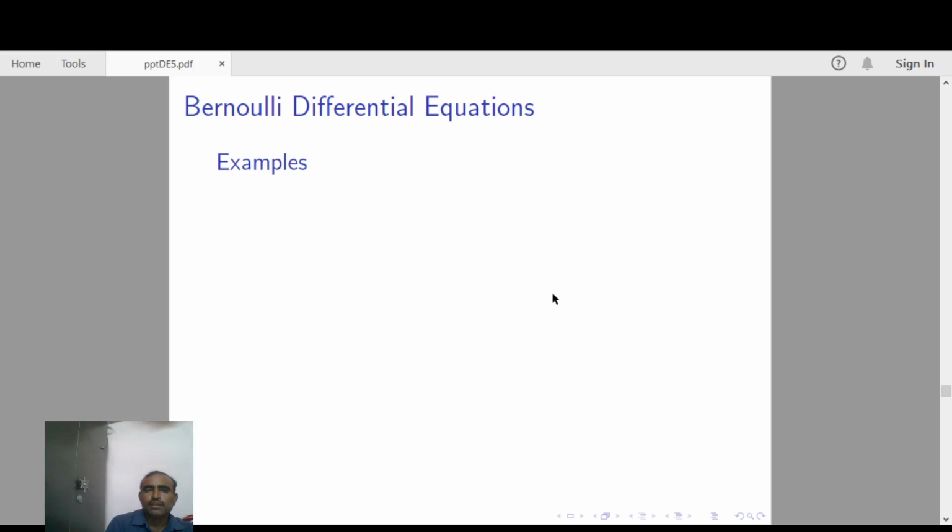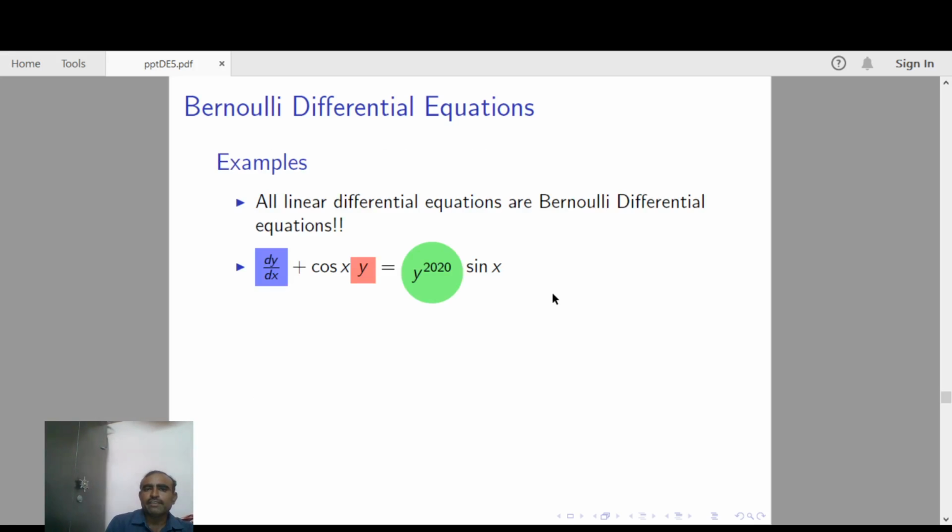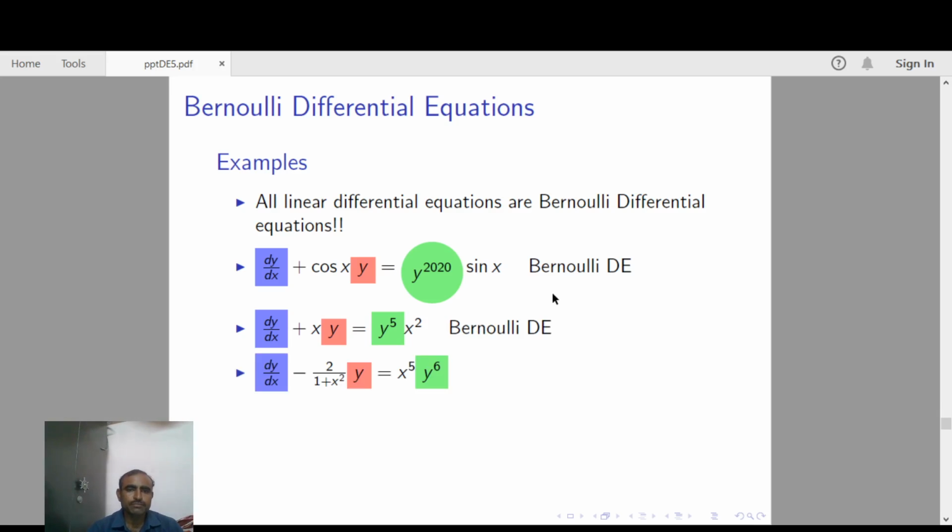Okay. See some examples. All linear differential equations are Bernoulli differential equations. Is it clear? And dy by dx plus cos x into y is equal to y power 2020 sin x. This is in the form of dy by dx plus cos x into y is equal to y power alpha into sin x. So this is a Bernoulli differential equation. And see here, dy by dx plus x into y is equal to y power 5 x square. This is also a Bernoulli differential equation.